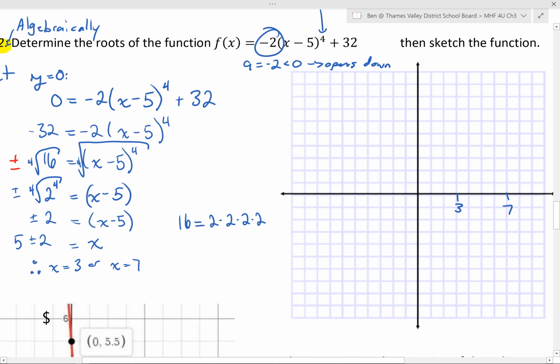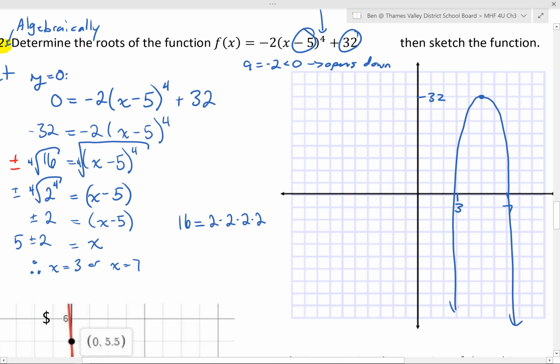Perfect. Now lastly, what we can find is a vertex, and that vertex is given just by the transformations being applied here. So our vertex should be at 5 and 32. I'll call this 32. It's very rough here, folks. So we're working right here. It opens down. Something shaped generally like this here is how we're working.